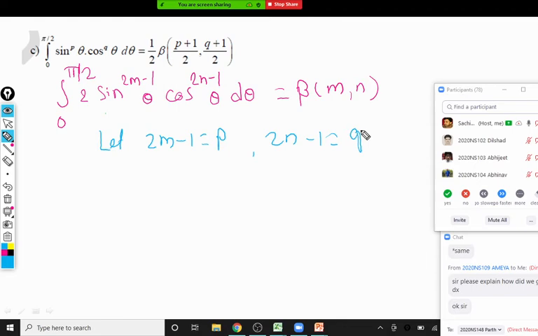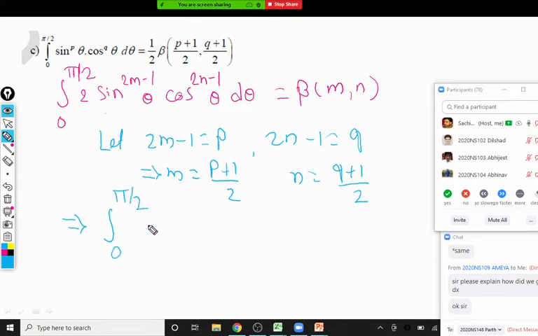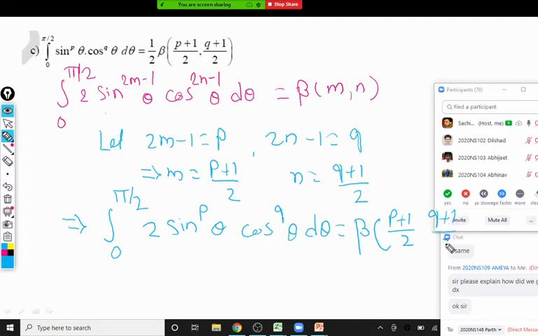So we are just converting from one constant to another notation of a constant. So indirectly we get the value of m as p plus 1 upon 2 and the value of n as q plus 1 upon 2. If we replace that, we get the required answer. This 2 is a constant. Or I will write like this: 0 to pi by 2 times sine raised to p theta cos raised to q theta d theta is beta p plus 1 upon 2, q plus 1 upon 2, and the next step after this is the required answer.